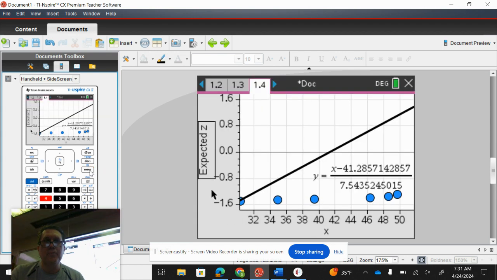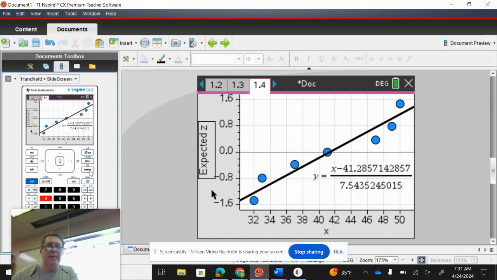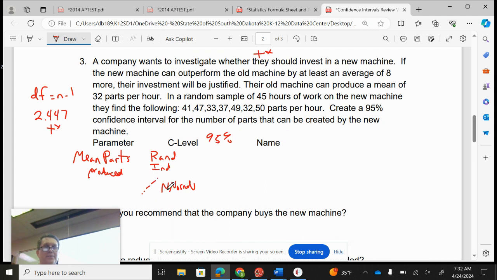Menu 1-4, normal probability plot. And it looks straight enough to me. Yeah, I kind of see the curviness, but I'm going to say it's normal enough. Okay, so I've made a little sketch and said nearly normal. All right, so what's my mean?